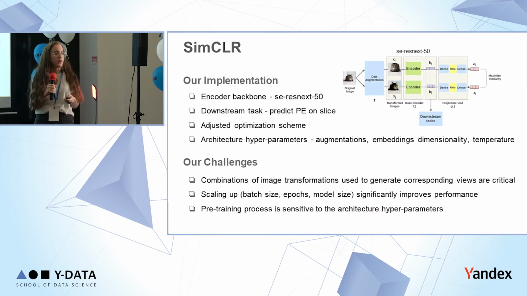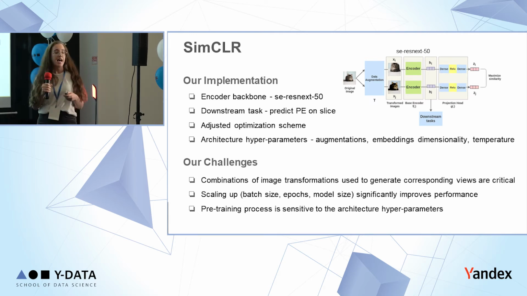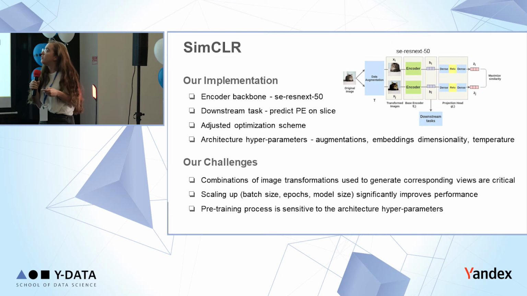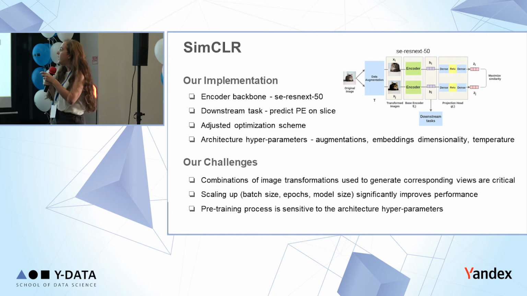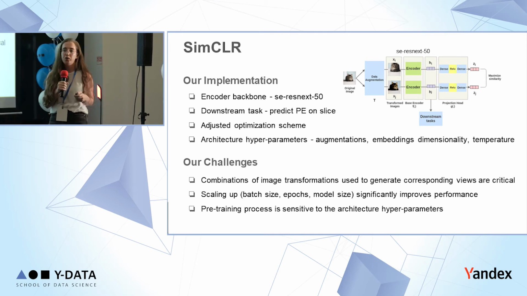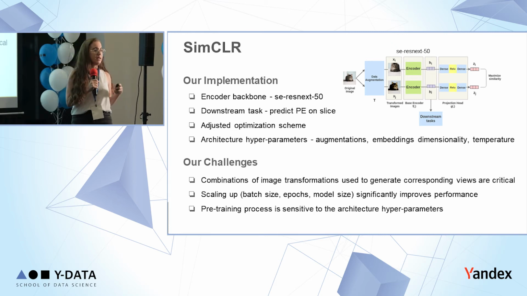In our implementation, we used Kaggle's backbone as an encoder. Our downstream task was predicting PE on slice, and we had to adjust the optimization scheme and also find the optimal hyperparameters for our architecture. The major challenges we faced were choosing the right augmentations, so we did some kind of an ablation study, applying the transformations one by one to only one encoder branch, then choosing the ones which gave the best linear classifier performance.